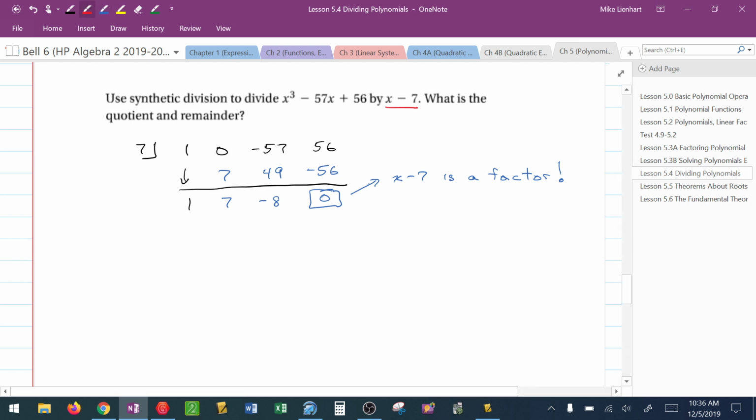What we've got to do now is bring the variables back in. So our quotient here, remember we started with x to the third. We took an x out. So I have 1x squared plus 7x minus 8. The boxed up number is our remainder. In this case, we have a remainder of 0. There's the quotient and the remainder.